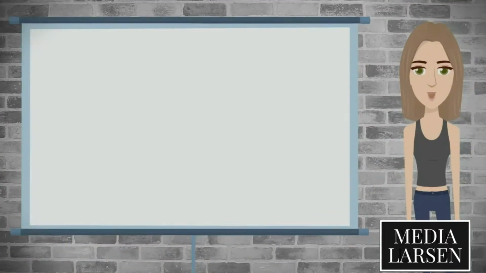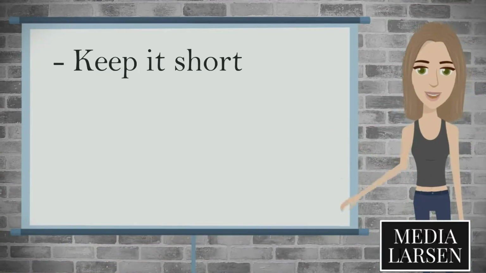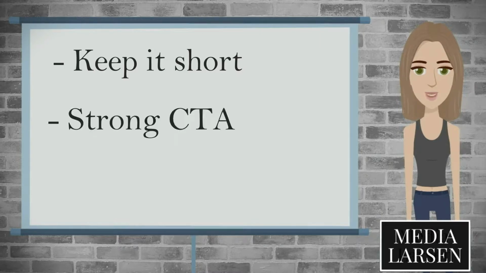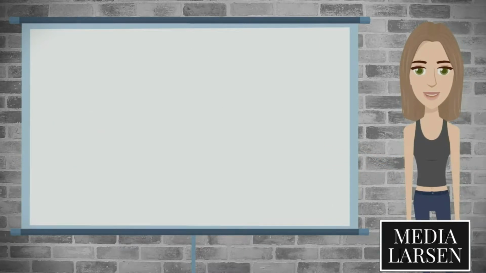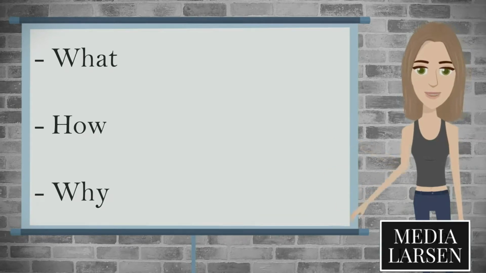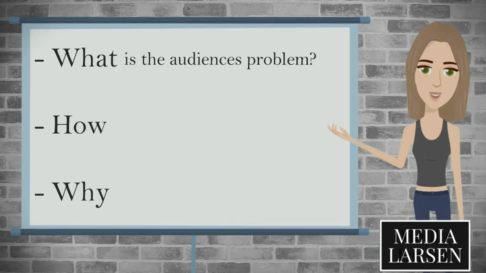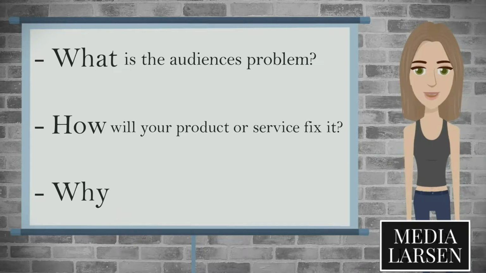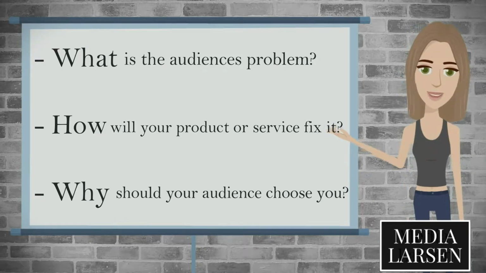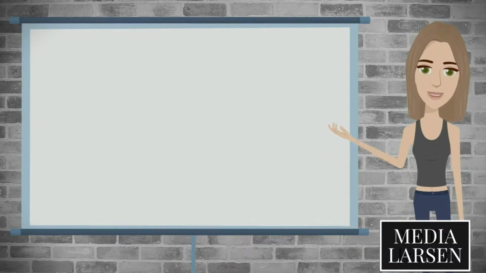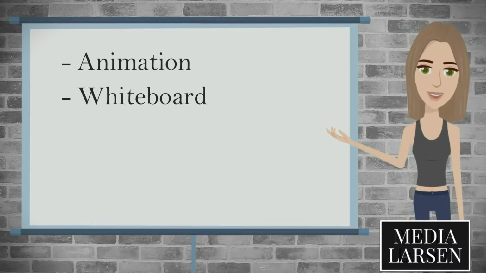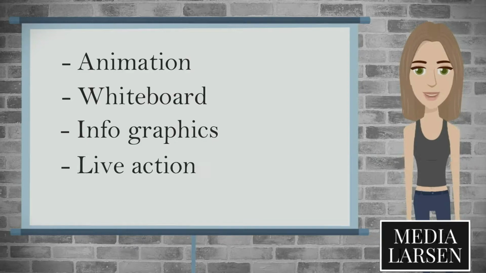To create a good explainer video, you need to keep it short, usually 1 to 3 minutes, have a strong call to action, and focus on solving a problem. And you should follow the what, how, why structure. What's the audience problem? How will your product or service fix it? Why should the audience choose you? This is one of the most popular types of videos, and are usually made as animation video, whiteboard, infographics, or live action.